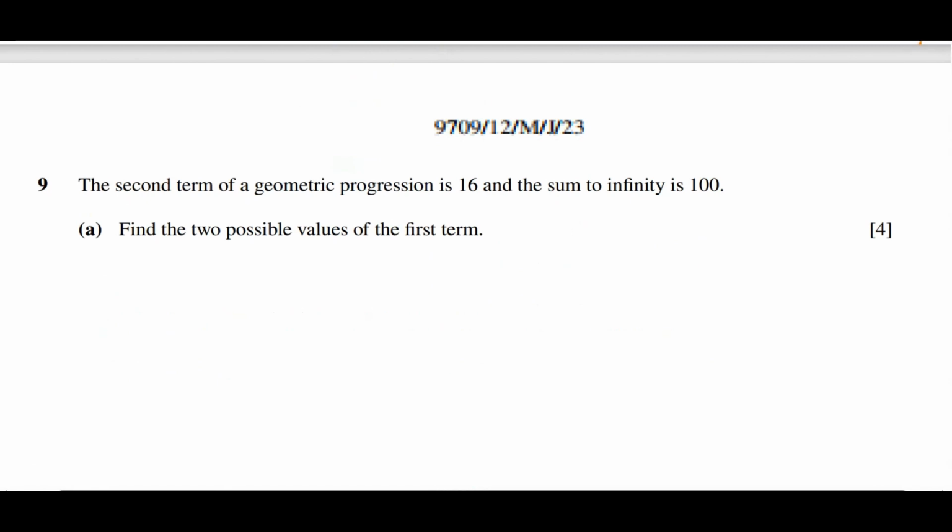The next question is from the paper 12 MJ 23. The second term of a geometric progression is 16 and the sum to infinity is 100. Find the two possible values of the first term. The second term of a geometric progression is AR. AR is 16 and sum to infinity, that is A divided by 1 minus R, is 100.